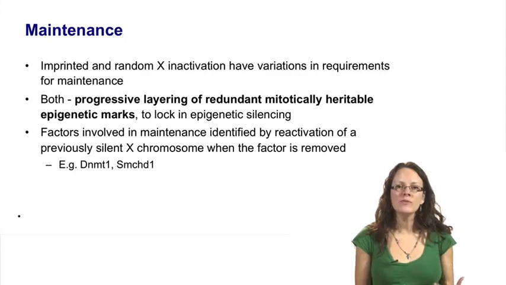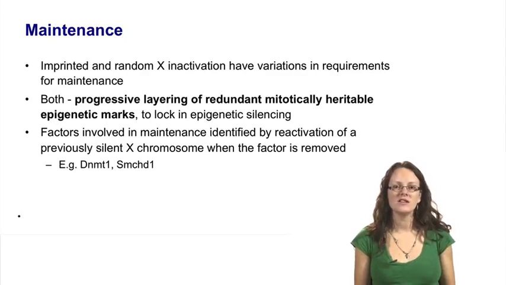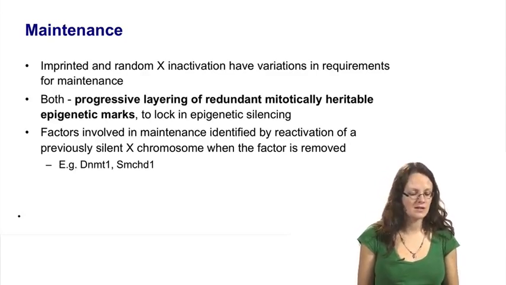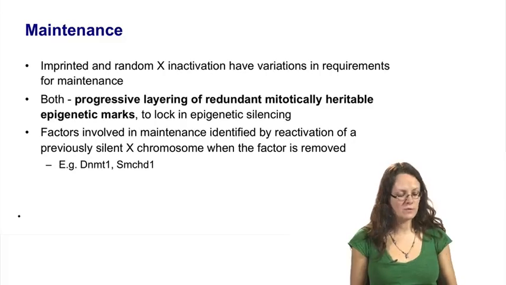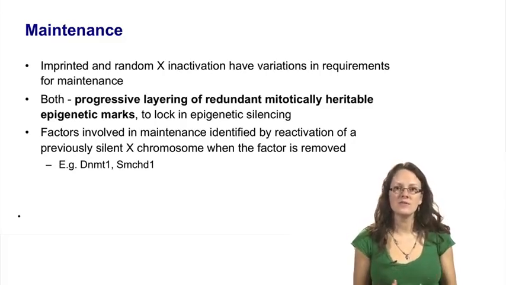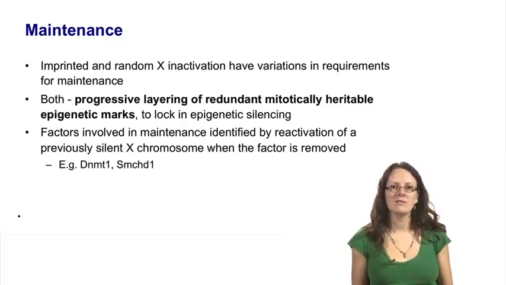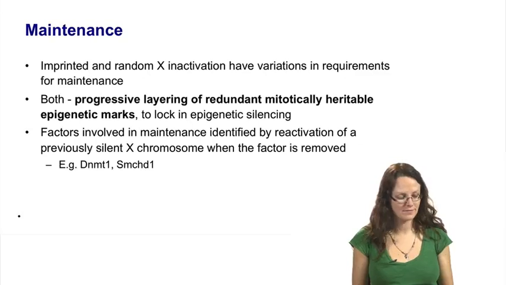Well, we know that imprinted X inactivation, which occurs in the placenta, and random X inactivation that occurs in the embryo and the adult have slightly different requirements for maintenance. They both involve this progressive layering of redundant epigenetic marks that are mitotically heritable. This is a hallmark of both of these. However, the exact epigenetic marks on each of them vary slightly.